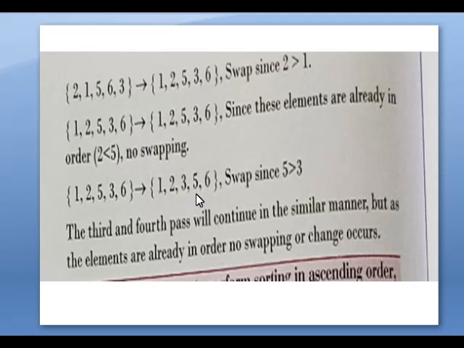The third and fourth pass will continue in a similar manner, but the elements are already in order, so no swapping or changes occur. For example, you can take any 10 elements and keep swapping the elements till it becomes ascending order. Where it is arranged in order, there you have to stop. So in the second pass it is in order, so we are going to stop here.